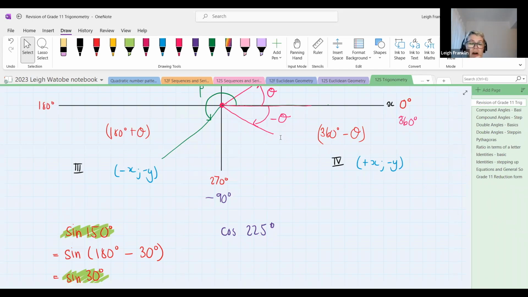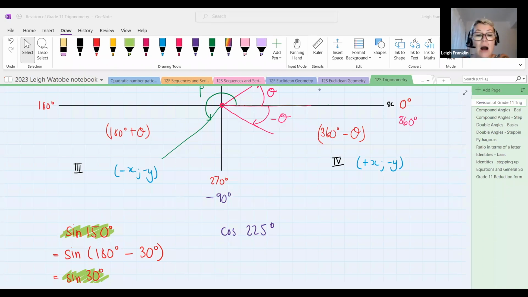Cos 225, which quadrant am I in? Exactly, I'm in quadrant 3. So which reduction formula must I use? Yes, quite right, Jade. I'm in the third quadrant. So what reduction formula am I going to use in the third quadrant? There we go, Ria Betsway.